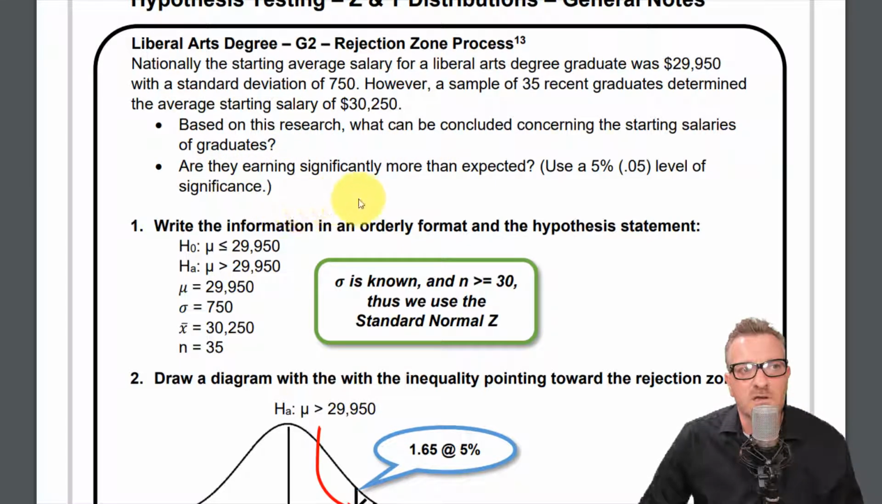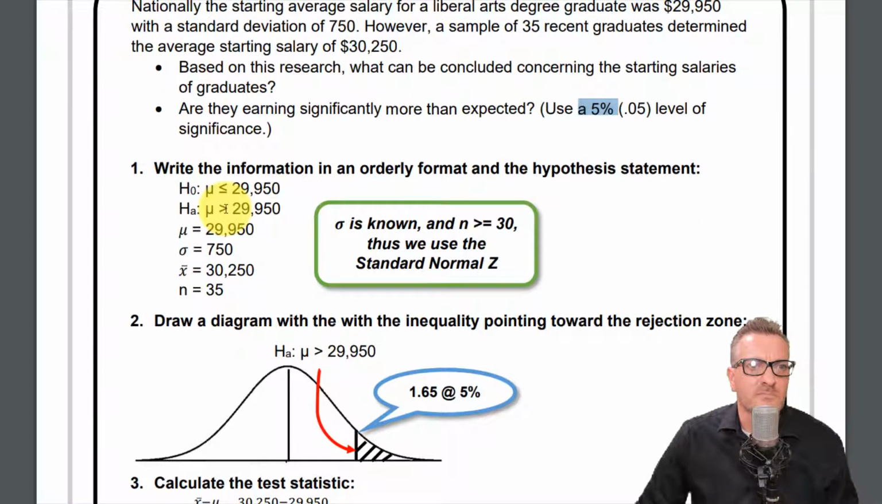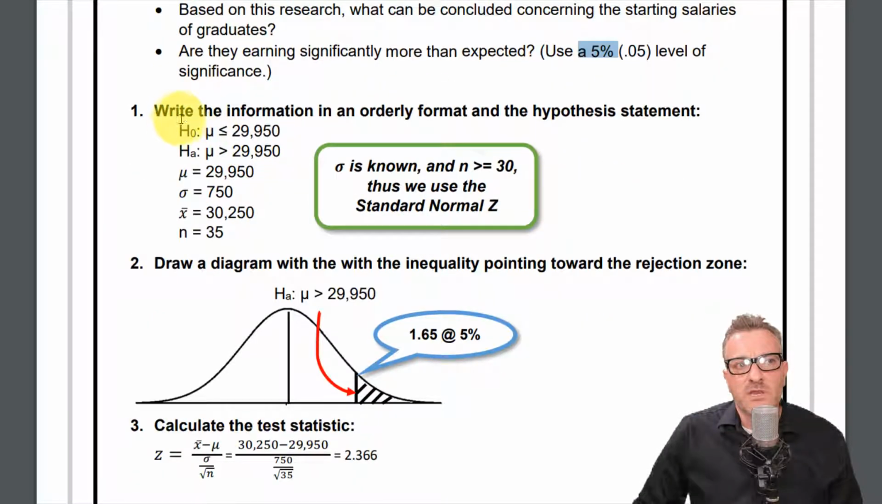Based on this research, what can be concluded concerning the starting salaries of graduates? Are they earning significantly more than expected? So more than is an important term we're looking for. And it says use 5% level of significance. And of course, it can be different. I use 5% a lot, but it could be different, and sometimes they are. Okay, so we write out the information that we know. It's all listed right here.